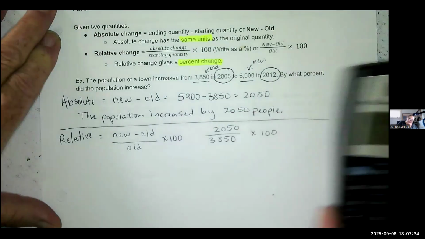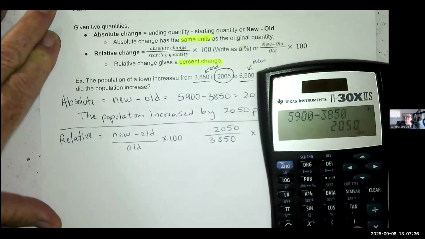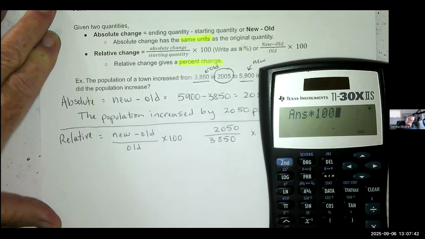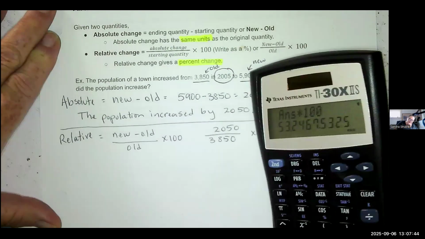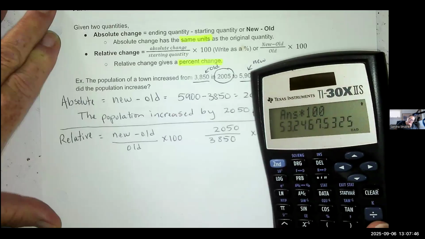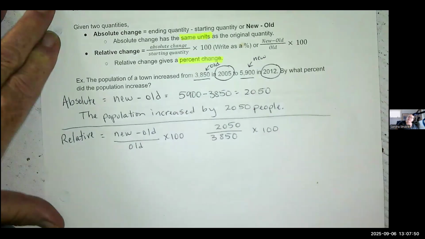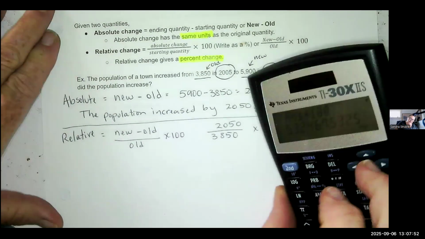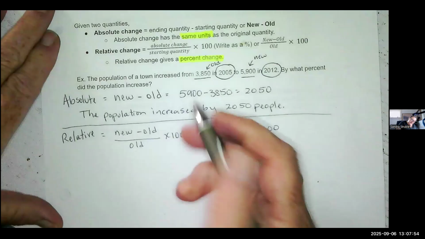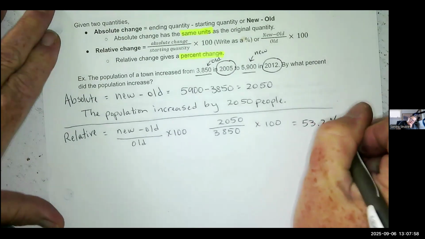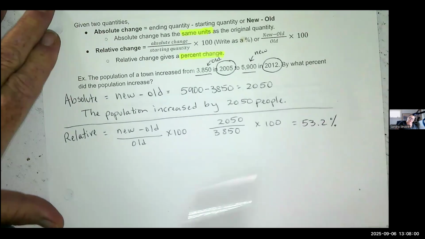So now what I need to do is 2050, which I already have in my calculator, divided by 3850 times 100. And I got 53.247. What are we rounding to? It doesn't say, so we decided in class to round to the tenths place. So that would be 53.2%, because that times 100 made it a percent.